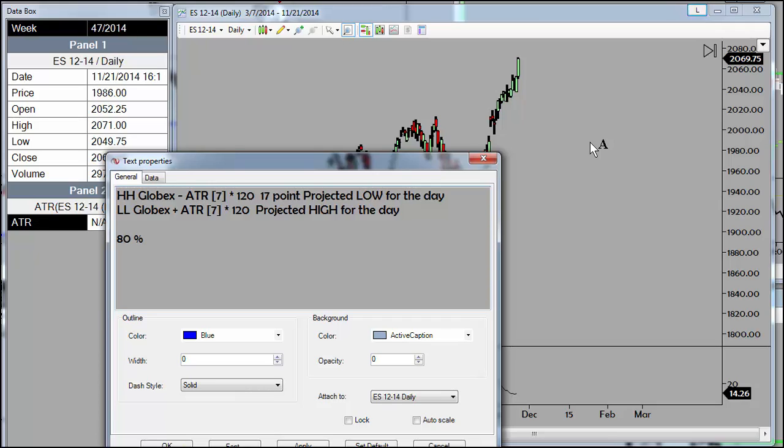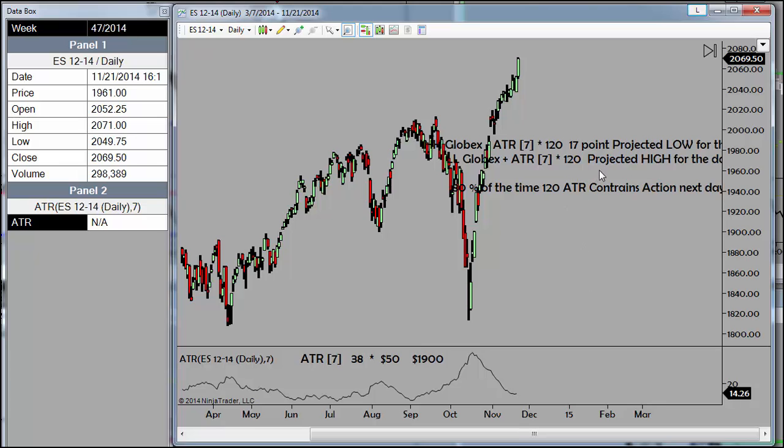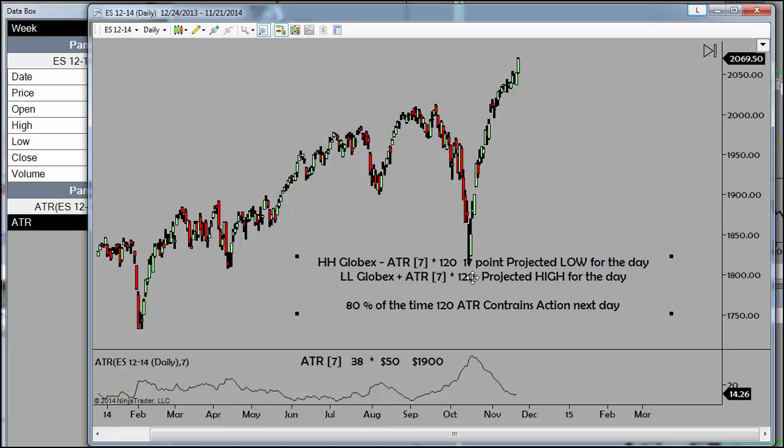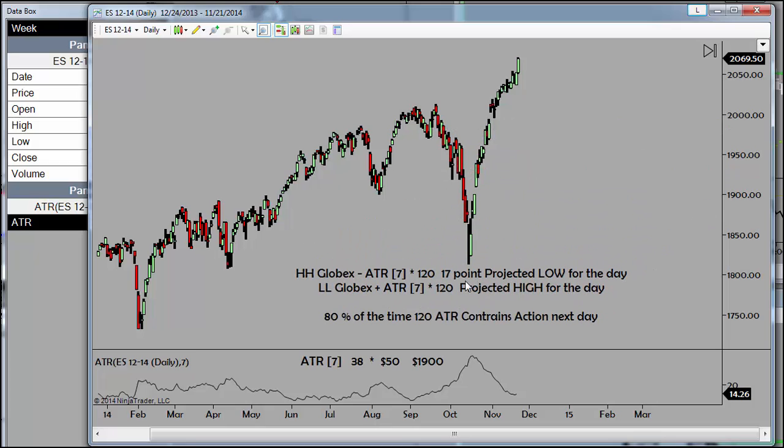80% of the time, this 120% ATR contains price action the next day. So in this particular case, the next trading session would be contained by that 120% ATR number, or 17 points, which means that 20% of the time the market actually travels farther than this 120% ATR, or in this case on the S&P, more than that 17 points.